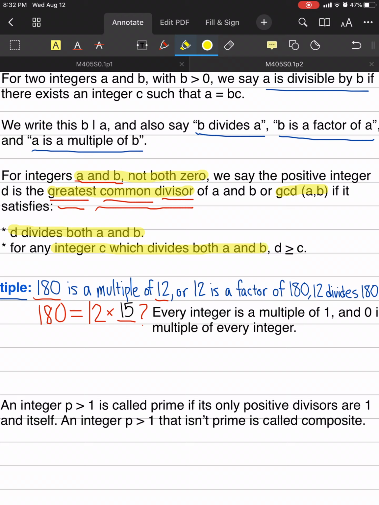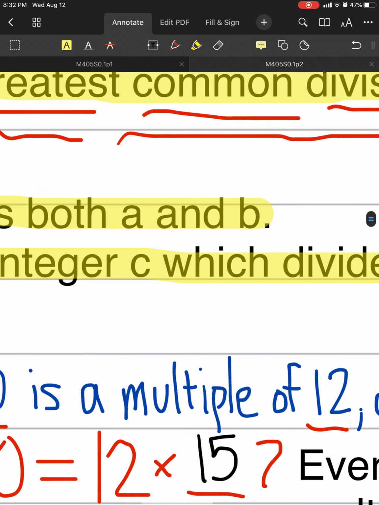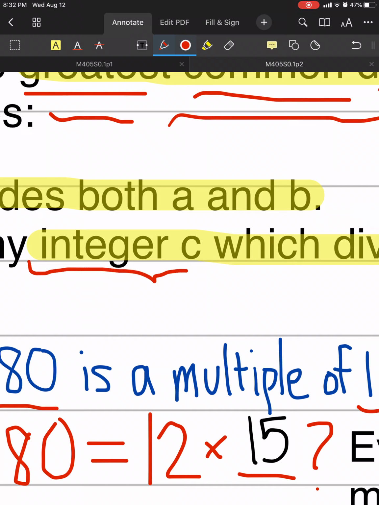So here we pick some other integer which divides both of them. So this is essentially, let me zoom in so I can write a little bit clearer. I have to zoom in because if I don't zoom in, the writing gets sloppy. I'm using my finger here.